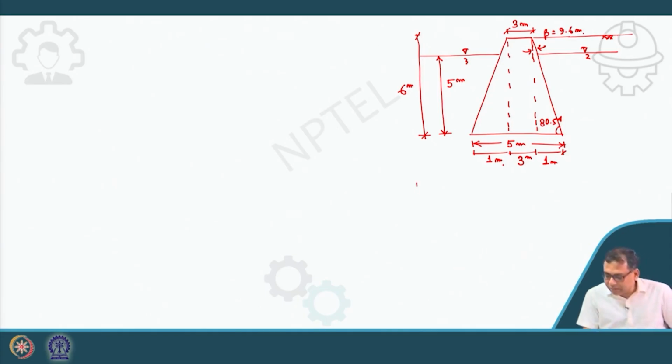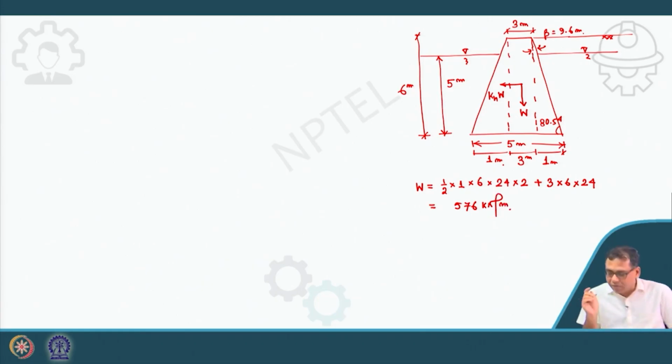So, now here I will calculate our new W, because W will act here and there will be kh into W. Kh value will also remain the same. So, W will be how much? Half into 1 into 6 into 24, same into 2, because 2 triangles, plus this rectangle which is now 3 into 6 into 24. So, the new W value is 576 kilonewton per meter. But other forces will not change, only W and KhW will change.